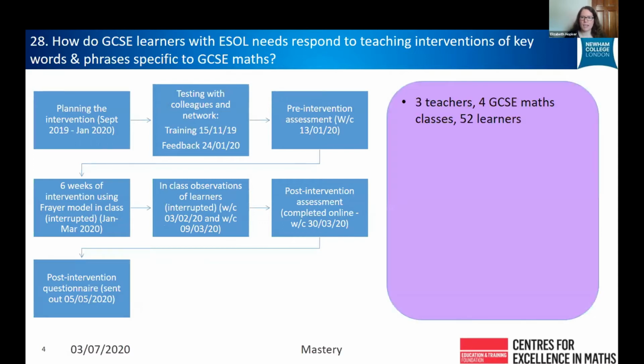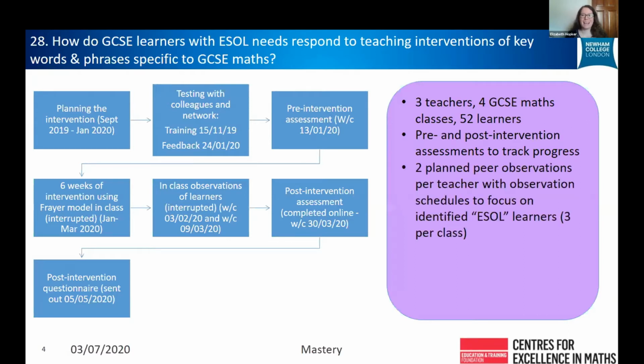And we had involved in this action research, it was the three of us. We had 3 teachers, 4 GCSE maths classes and 52 learners, so it was fairly small scale, but we really wanted to focus on the intervention, the model. We did pre and post intervention assessments to track their progress, and we also planned to have 2 peer observations per teacher, with observation schedules to focus on those learners identified in the class. As I say, ESOL in inverted commas, because it was a slightly wider remit of learners.